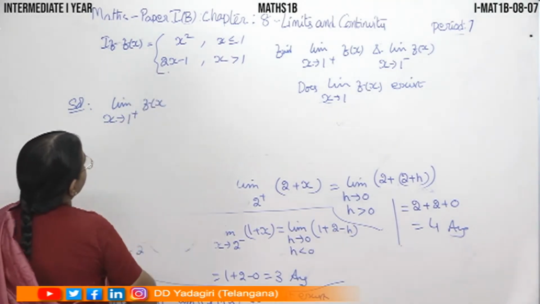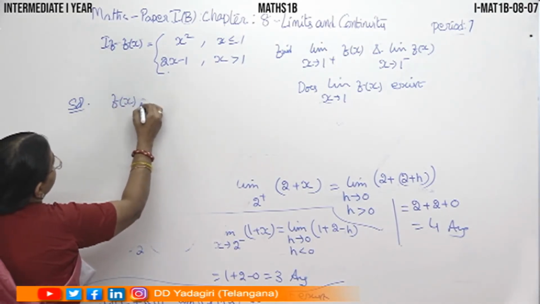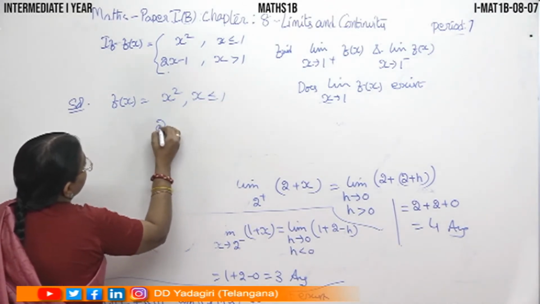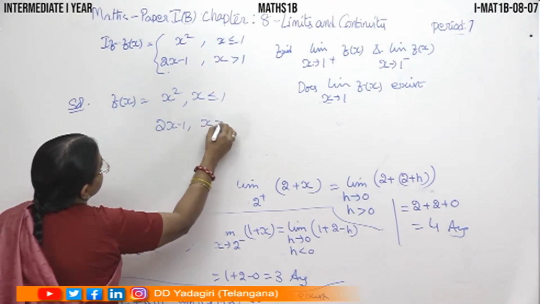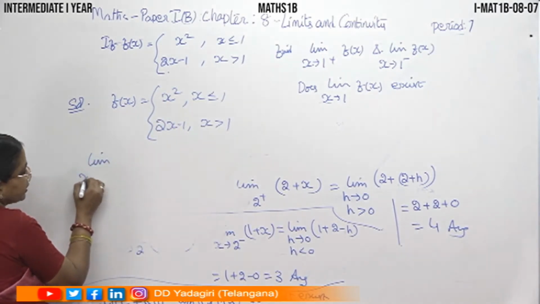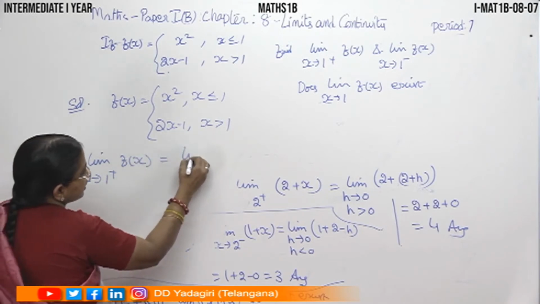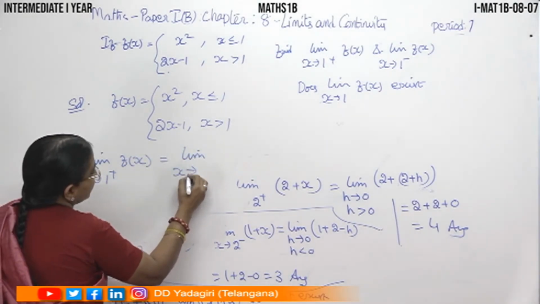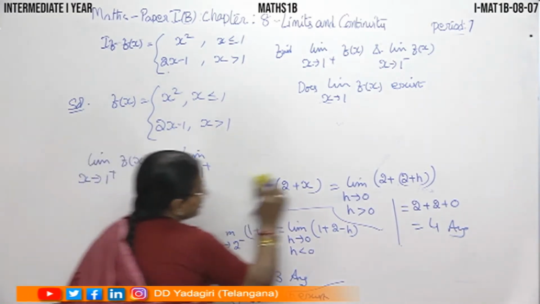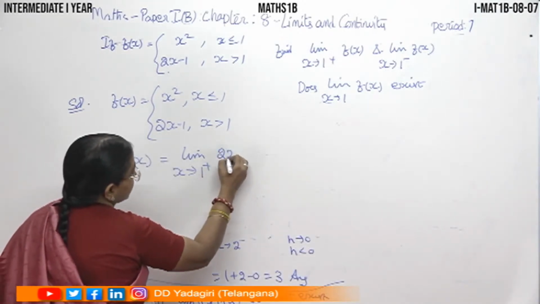So first we'll write the function. In the answer, we'll write let f of x is equal to, as given, x square, x less than or equal to 1, 2x minus 1, x is greater than 1. These are the steps. So therefore, limit x tending to 1 plus of f of x. 1 plus means it is x greater than 1. When x is greater than 1, I should write 2x minus 1.